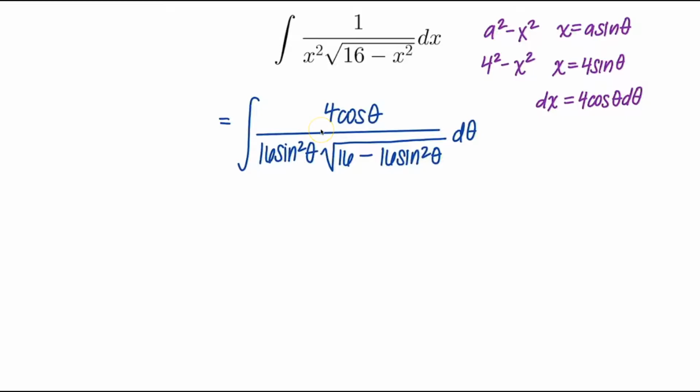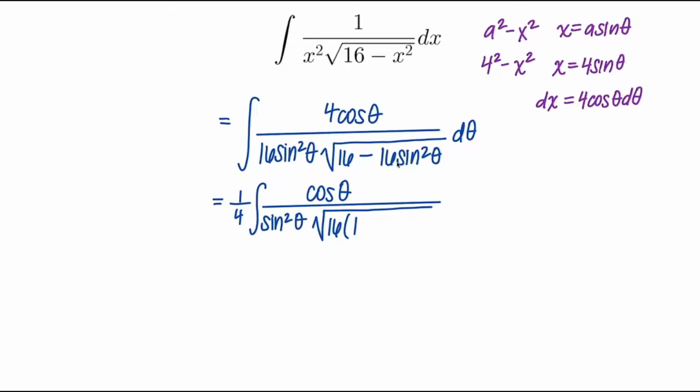All right, so now we start to simplify, and I am going to show all of the steps involved here on this first one, and then we can try to shorten our work. So 4 over 16 is going to be 1/4, and I'll pull that out of the integral. In the numerator, I have cosine theta. In the denominator, I have sine squared theta times the square root of, well, there's a 16 in each term under the radical, so we can factor that out. And then I'd have the quantity 1 minus sine squared theta, and I still have d theta.